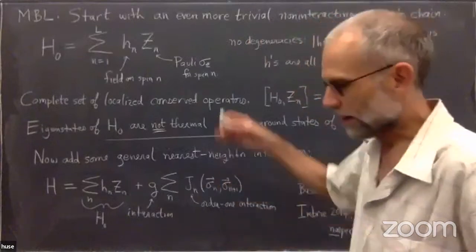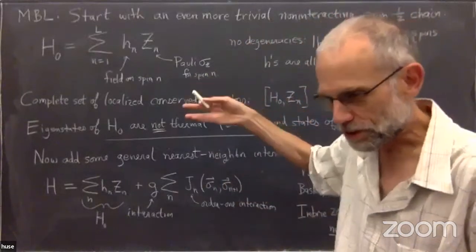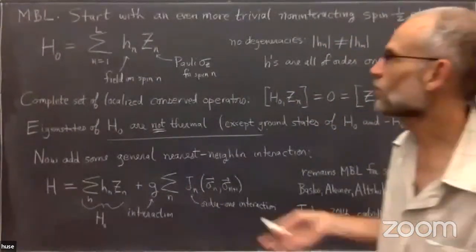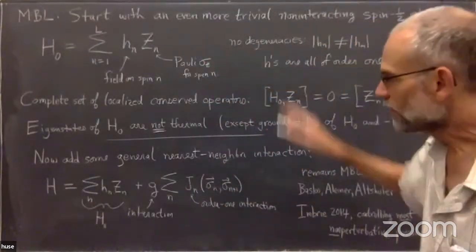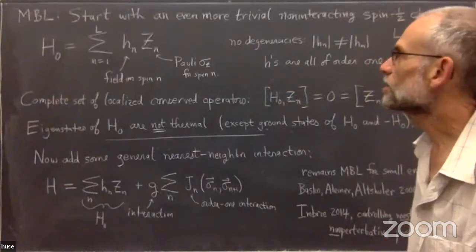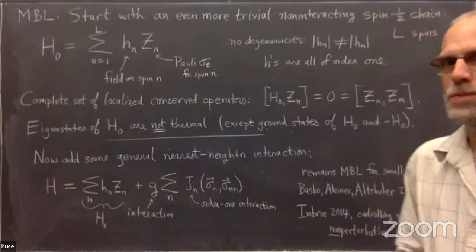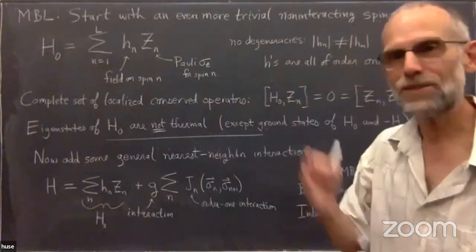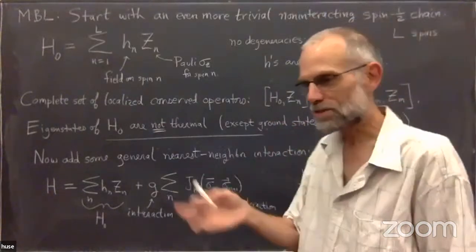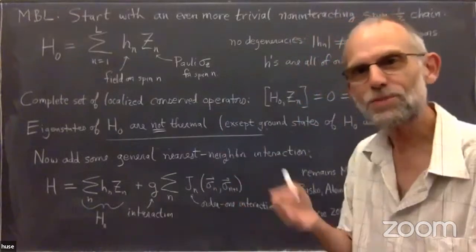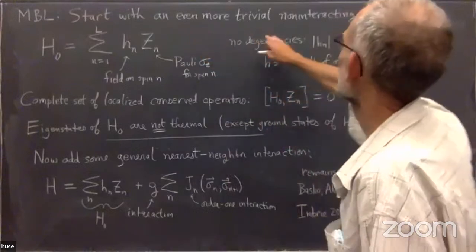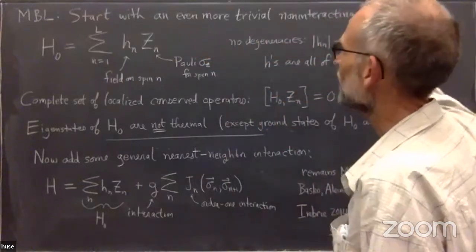Okay, so I talked about single particle Anderson localization and how that can be thought of as many-body localization, and now I'm gonna dive into many-body localization a little deeper, and I actually want to take my reference non-interacting model and make it even simpler. So someone was objecting, oh, this Anderson localization is completely trivial. Well, today's is even more trivial. So start with an even more trivial non-interacting spin 1/2 chain.